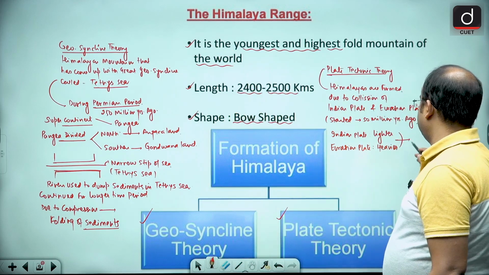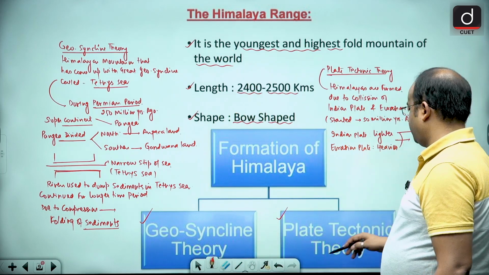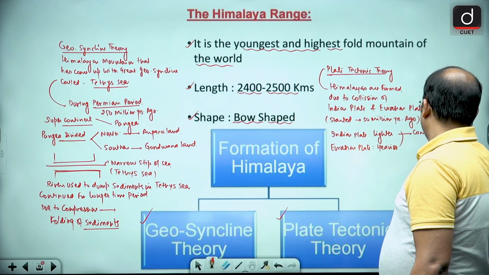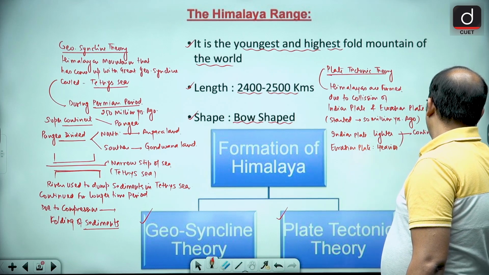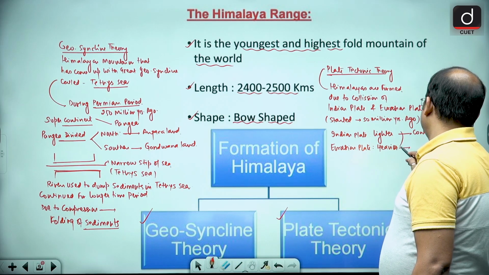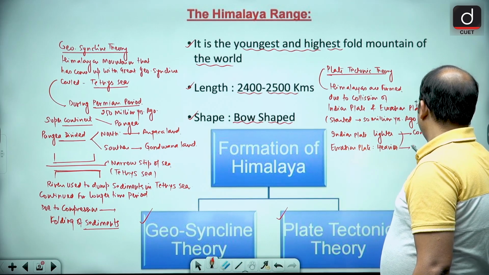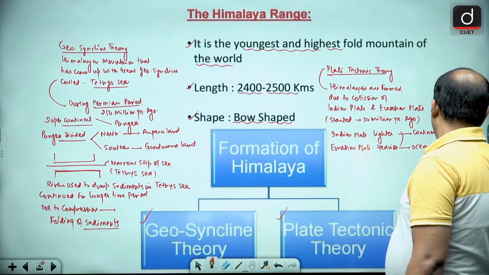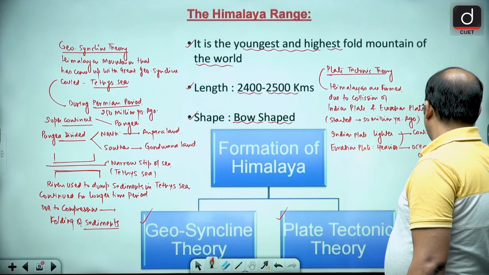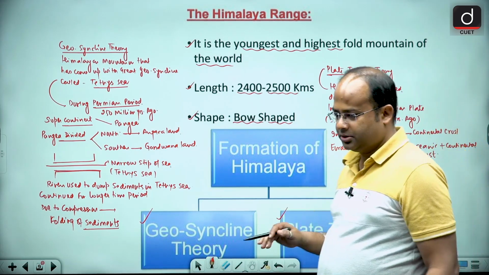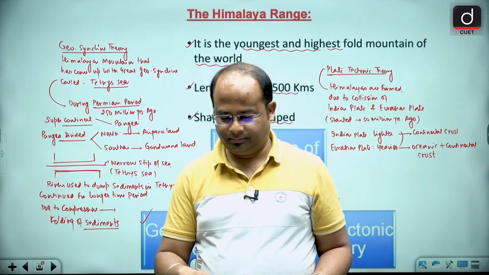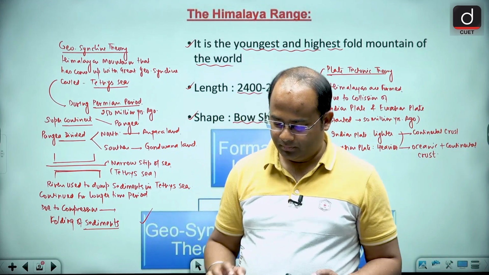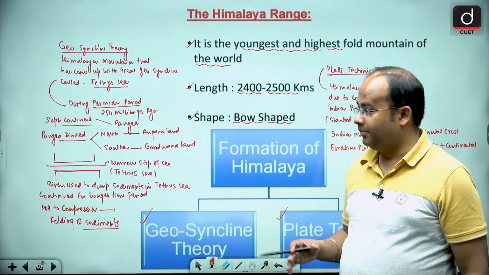The Indian plate was lighter because it is mainly made up of continental crust, and the Eurasian plate is made up of oceanic plus continental crust. Is that clear, guys? I hope it is clear to all of you. So this is the formation of the Himalayas.